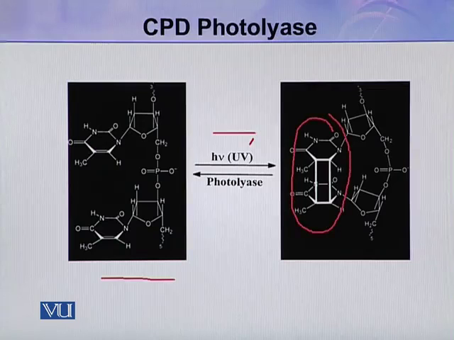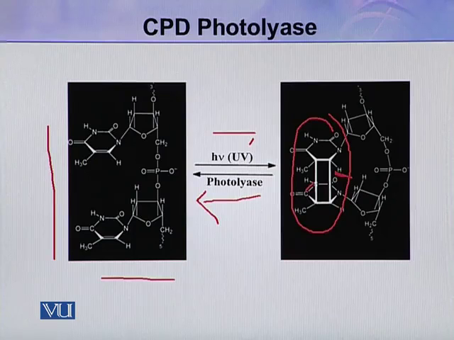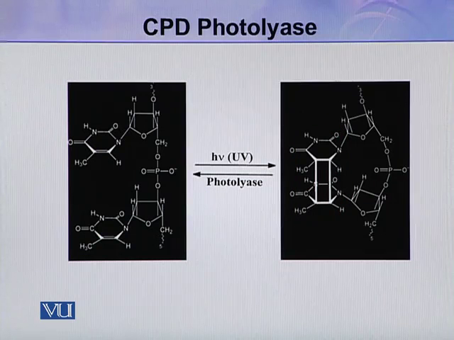So a dimer is formed, and in the presence of the CPD photolyase enzyme, this ring, these bonds are broken and normal DNA is restored. So this is the action of photolyase.